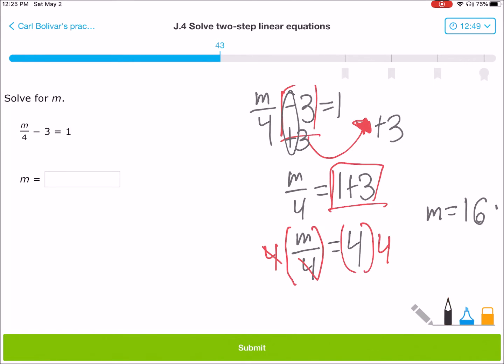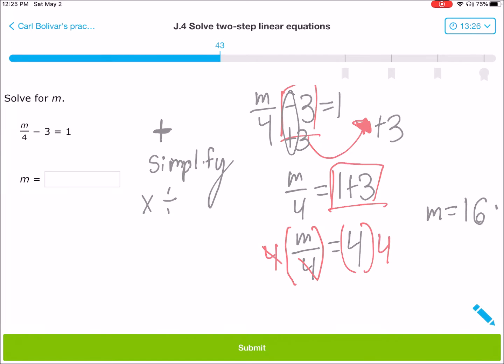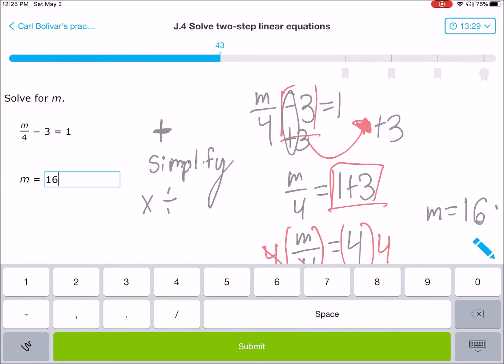Notice how these are the steps. First, we add or subtract to the other side. Then, after that, we simplify. And then after that, we do our multiplication and division. That is the steps that I take. It's easier that way, and you make less mistakes that way. So let's put 16 in there.